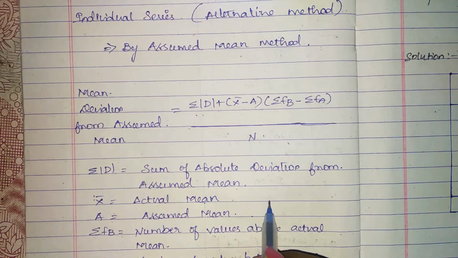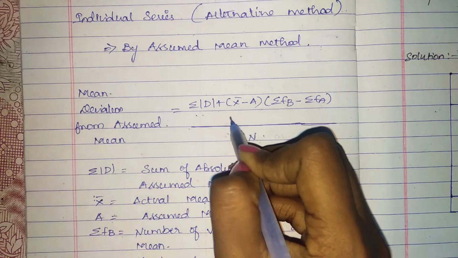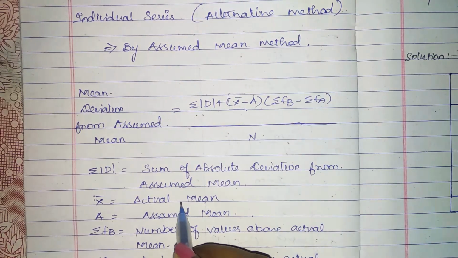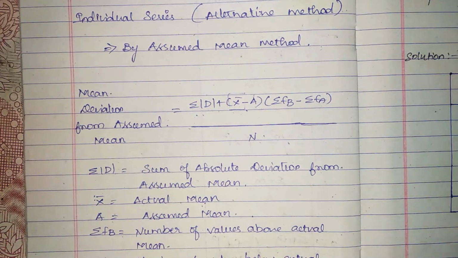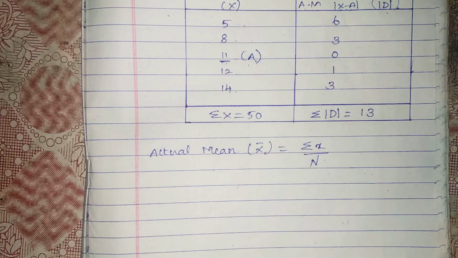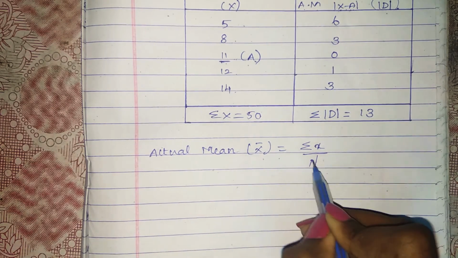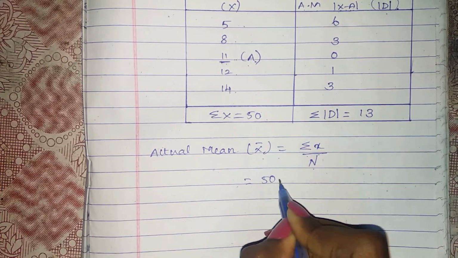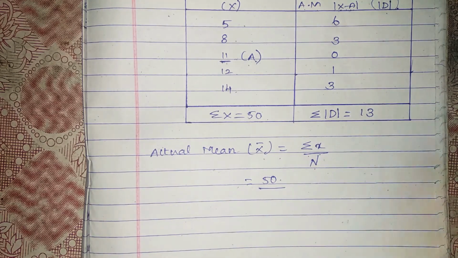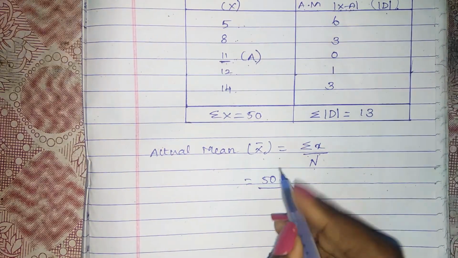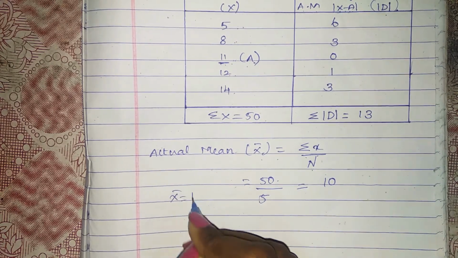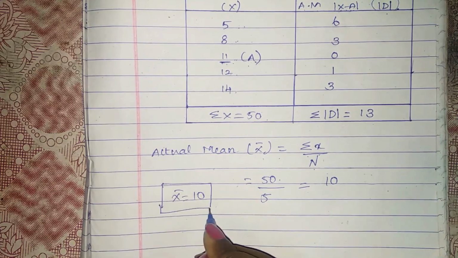In the formula for the mean deviation from assumed mean, x bar means the actual mean. So after doing this solution box, we first have to calculate the actual mean. The formula for the actual mean is x bar equals summation x divided by n. The summation x value is 50, and n is the number of observations: 1, 2, 3, 4, 5. I get the answer 10. So x bar is equal to 10. I have found the actual mean value.